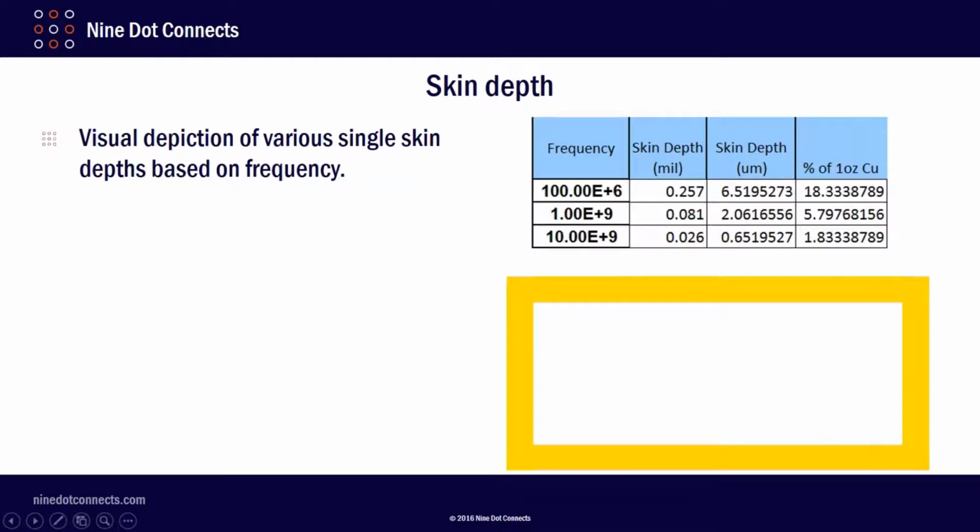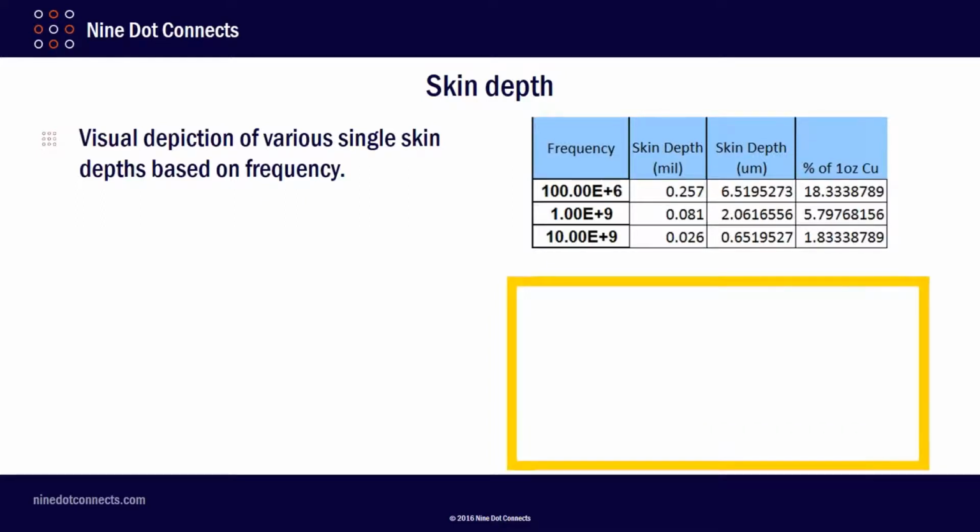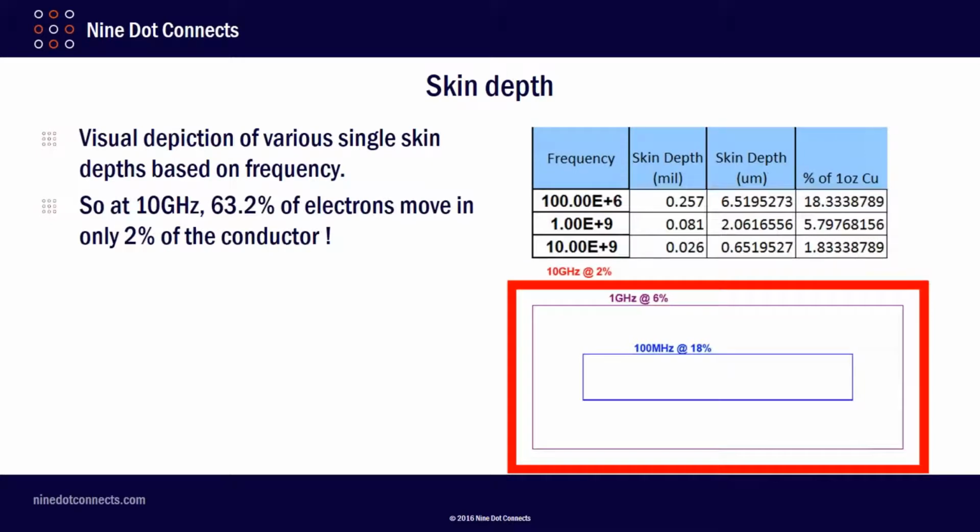When you go to 1 gigahertz, you see that 1 skin depth has dropped to only about 2 microns. When you go to 10 gigahertz, it's dropped down to 0.65 microns. So at 10 gigahertz, 63.2% of your electrons are moving in only 2% of your conductor.